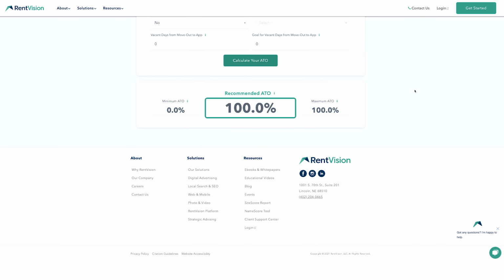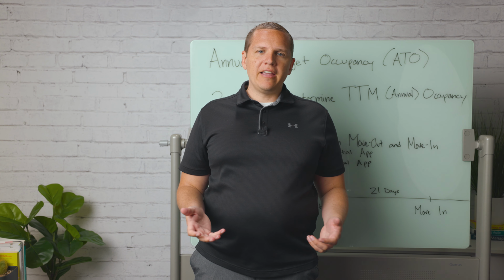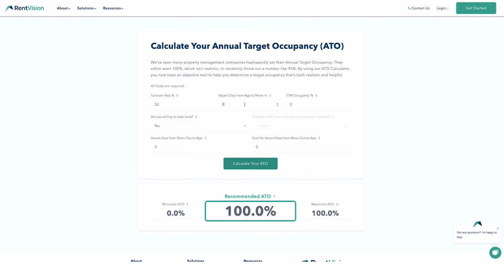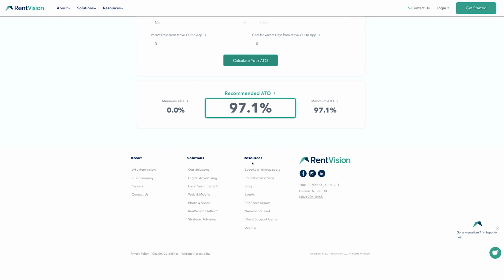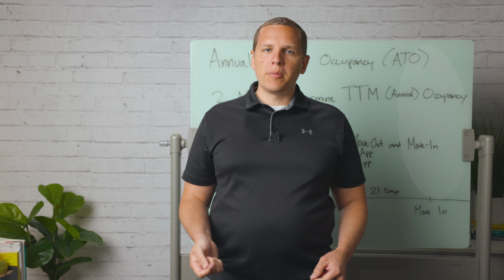Now you'll notice on the ATO calculator that our maximum ATO is listed at 100%. The reason it's listed at 100% is because we're not showing any vacant days between move out and move in yet. Once we plug in some vacant days there, that'll change. So the next line that we're going to look at is the average number of vacant days from app to move in. We're going to plug in 21. Now you'll notice on the right side our maximum ATO drops to 97.12%. These are the only two metrics that are needed to calculate our maximum ATO.